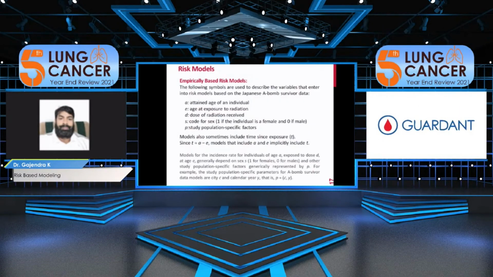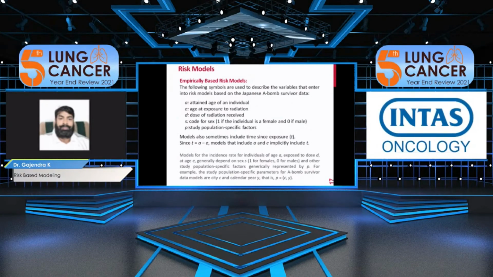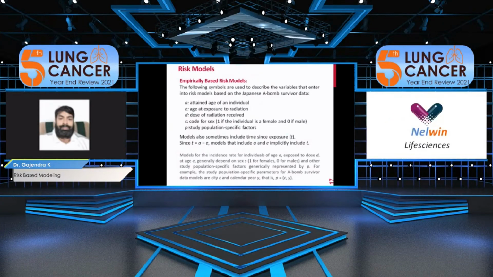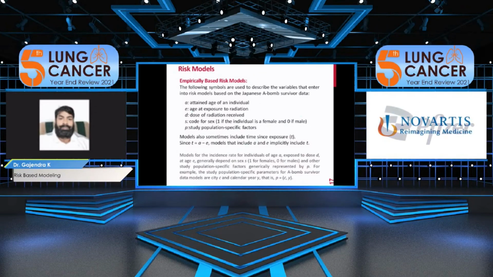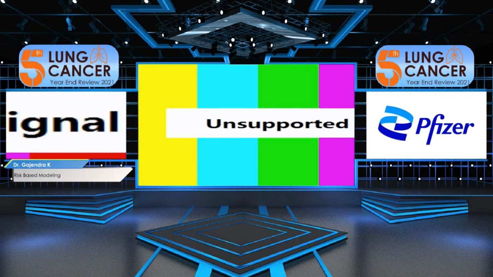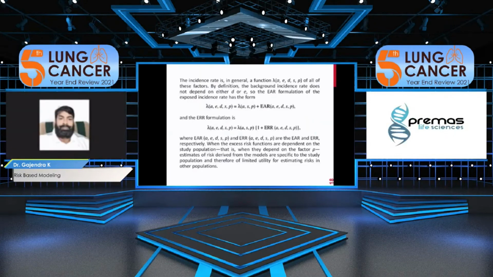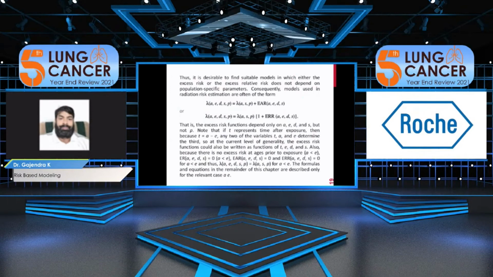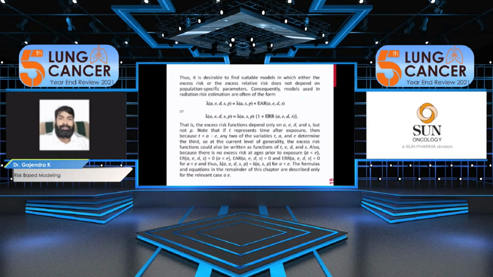The following symbols are used to describe the variables that enter into the risk model based on the Japanese A-bomb survivor data. A, attaining age of individuals; E, age at exposure to radiation; D, dose of radiation received; S, code for sex; T, study population specific factor. So using these, we have to develop some models by multiplication and addition. These are the models we can develop for our study purpose.